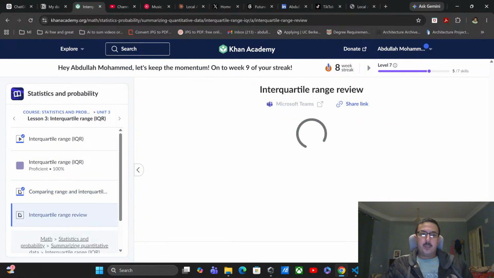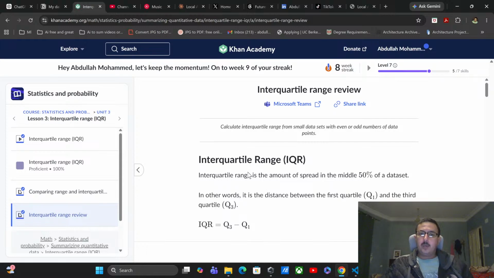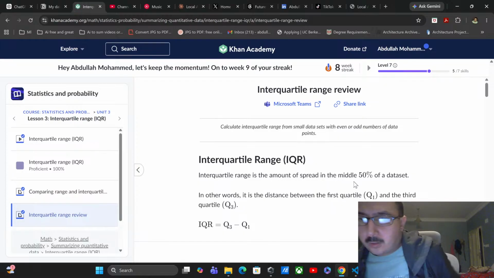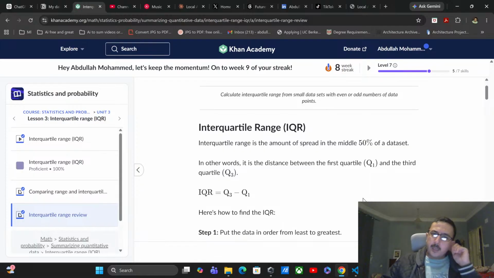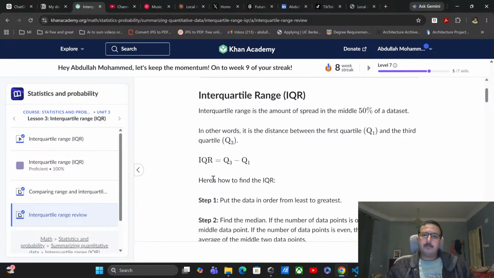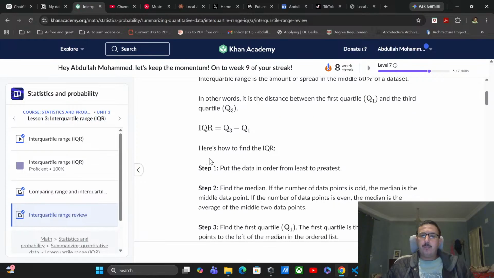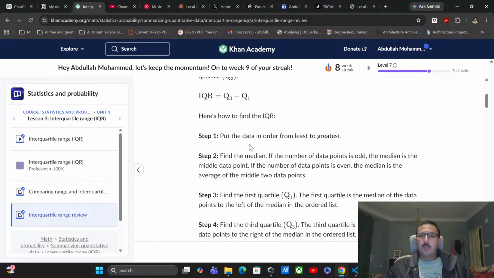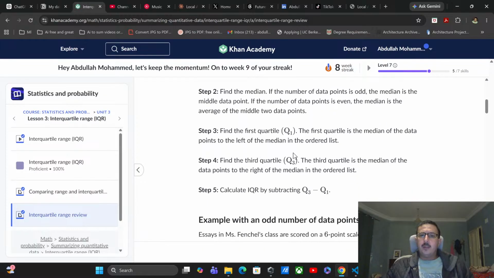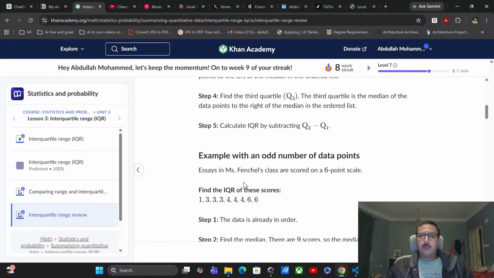Okay, article. Interquartile range. Interquartile range is the amount of spread in the middle 50% of the data of a data set. In other words, it is the distance between the first quartile and the third quartile. IQR. Here's how to find IQR. Put the data in order from least to greatest. Find the median. We know this.